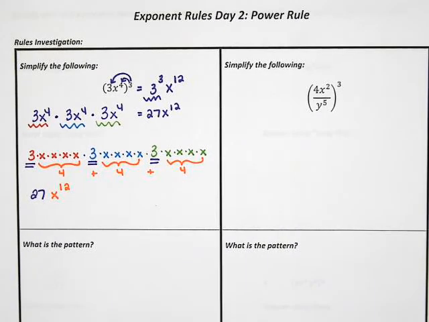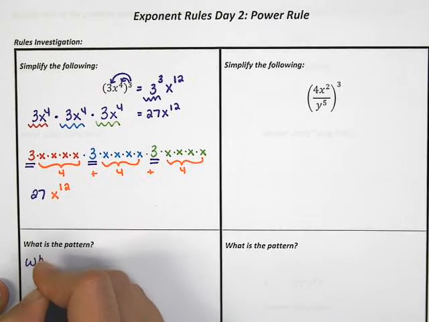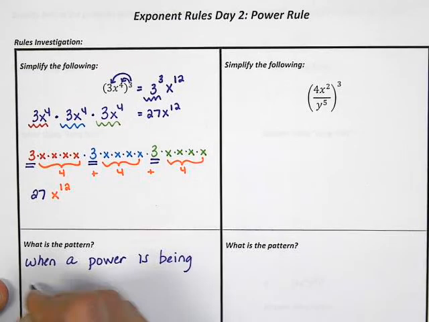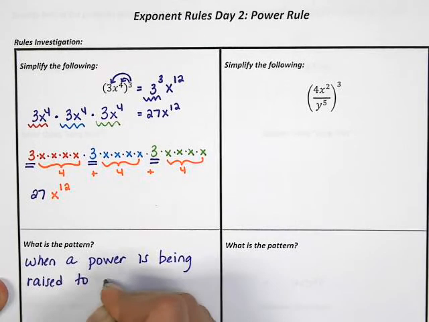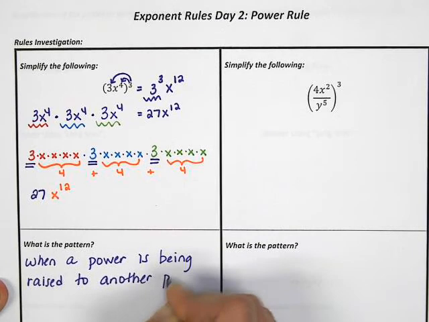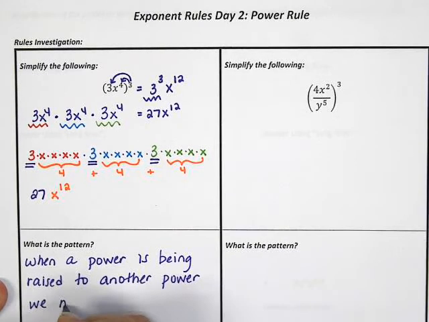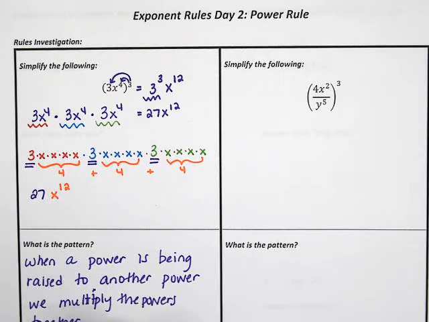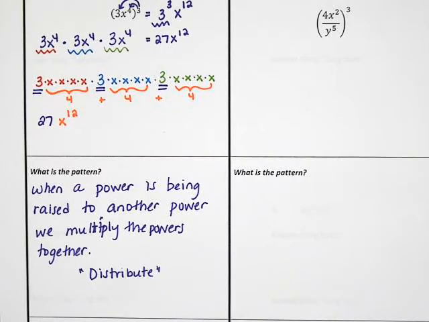The pattern here is that when a power is being raised to another power, we multiply the powers together. I like to think about this as the distribute rule, because to me, this reminds me very much of what we used to do when we distributed numbers that were outside of parentheses into the parentheses.